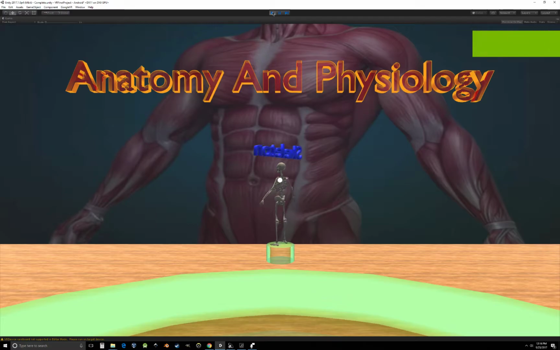Welcome to this virtual anatomy physiology lab. This lab consists of 5 stations, which are the human skeleton, the skull, the femur, the brain, and the heart. To access any of these stations, simply click on the rotating title located above each station.